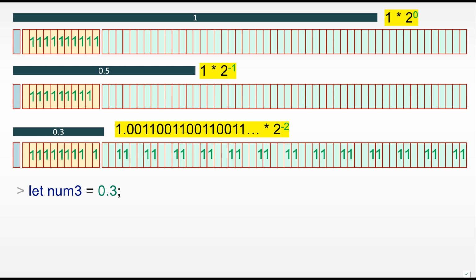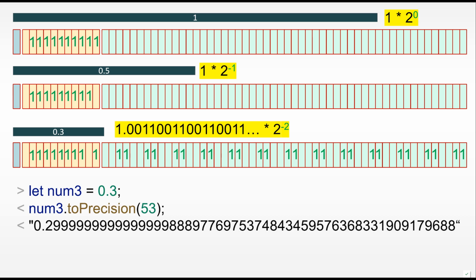So if we run a line of code, for example, let num3 equal 0.3, a decimal number, and then do the toPrecision game again, so that we give the result now with a precision of 53 digits, this is what we get. So notice, the real number that got converted to binary and then back to decimal is not 0.3 anymore, but it's 0.29 and then a whole lot of digits afterwards.